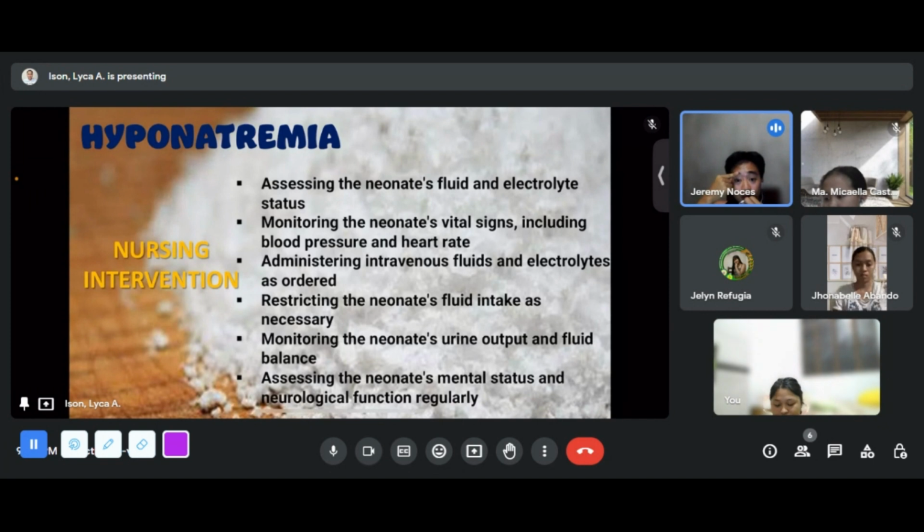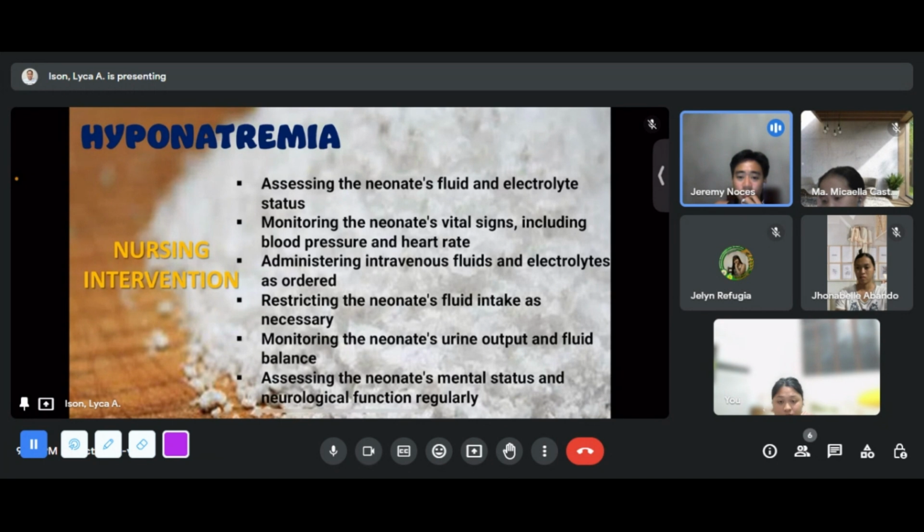So, we have here the nursing interventions. Assessing the neonate's fluid and electrolyte status, monitoring neonate's vital signs including blood pressure and heart rate, administering IV fluids and electrolytes as ordered, restricting the neonate's fluid intake as necessary, monitoring the neonate's urine output and fluid balance, assessing neonate's mental status and neurological function regularly.